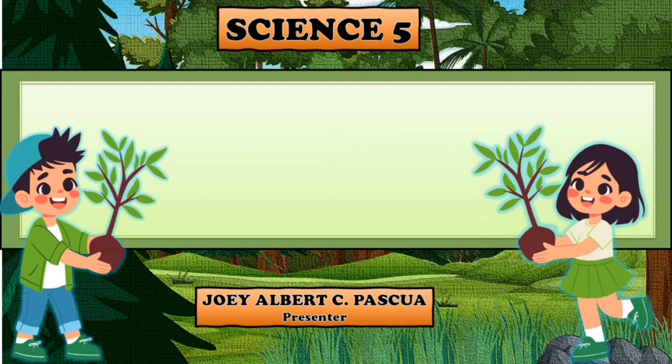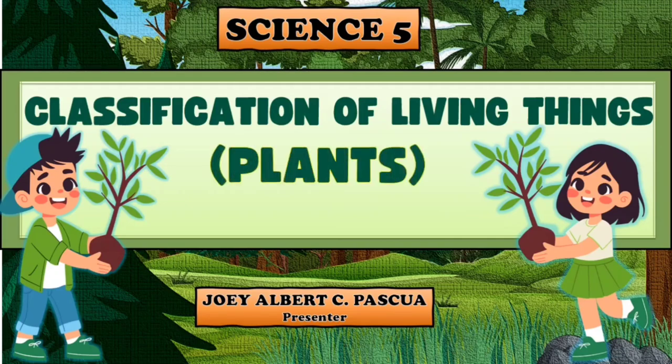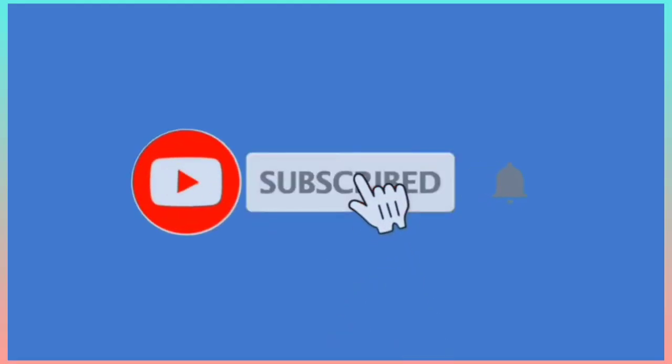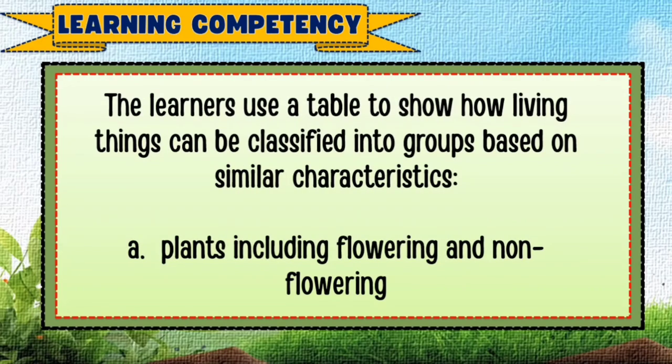Our topic for today is about classification of living things in plants, Quarter 2, Week 4. Learning competency: the learners use a table to show how living things can be classified into groups based on similar characteristics. A. Plants, including flowering and non-flowering.